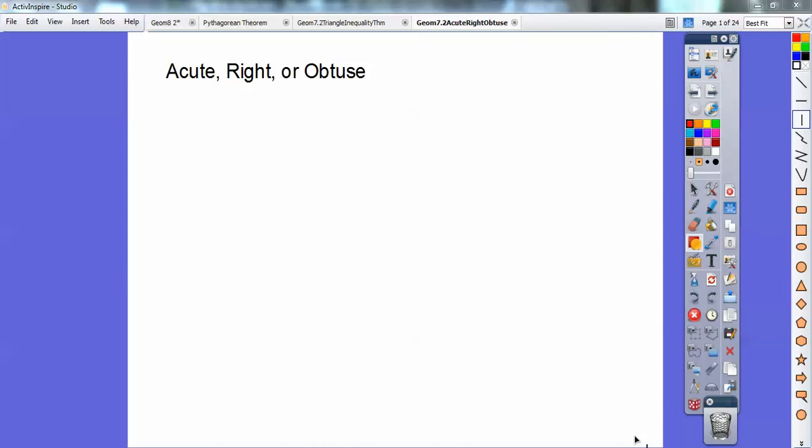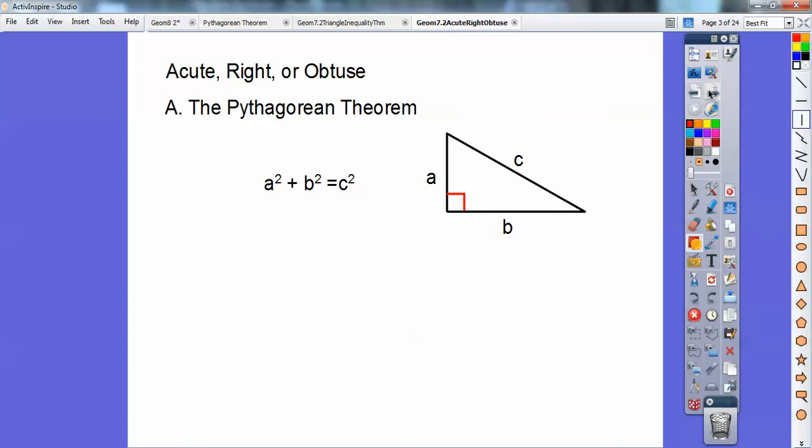Hey everybody, this lesson's on acute, right, or obtuse triangles, and it deals with the Pythagorean theorem. Okay, so let's remind ourselves what the Pythagorean theorem is. A squared plus b squared equals c squared. Well, that is when it's a right triangle. But if you don't know what it is, you've got to follow these inequality theorems.